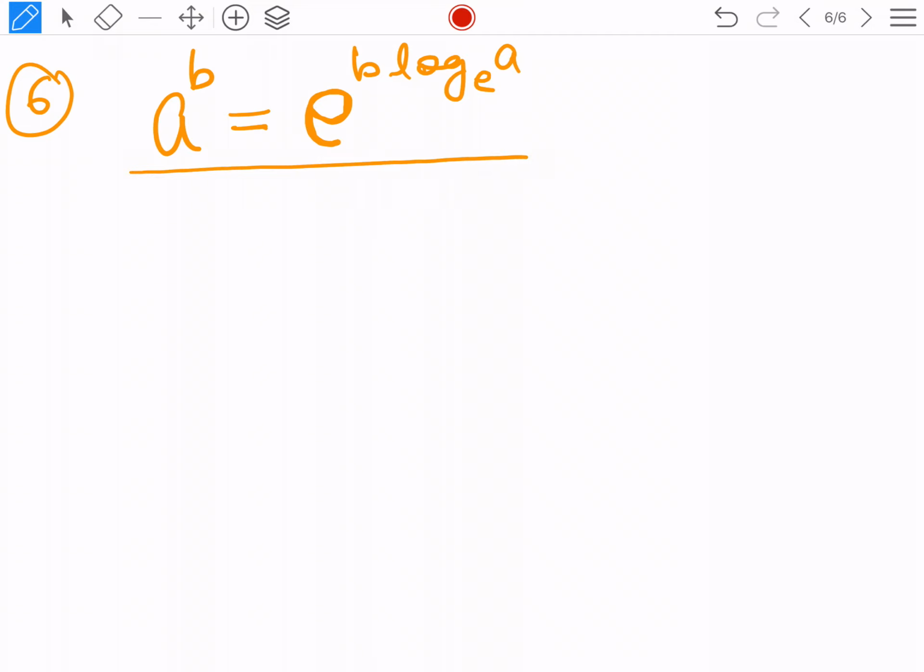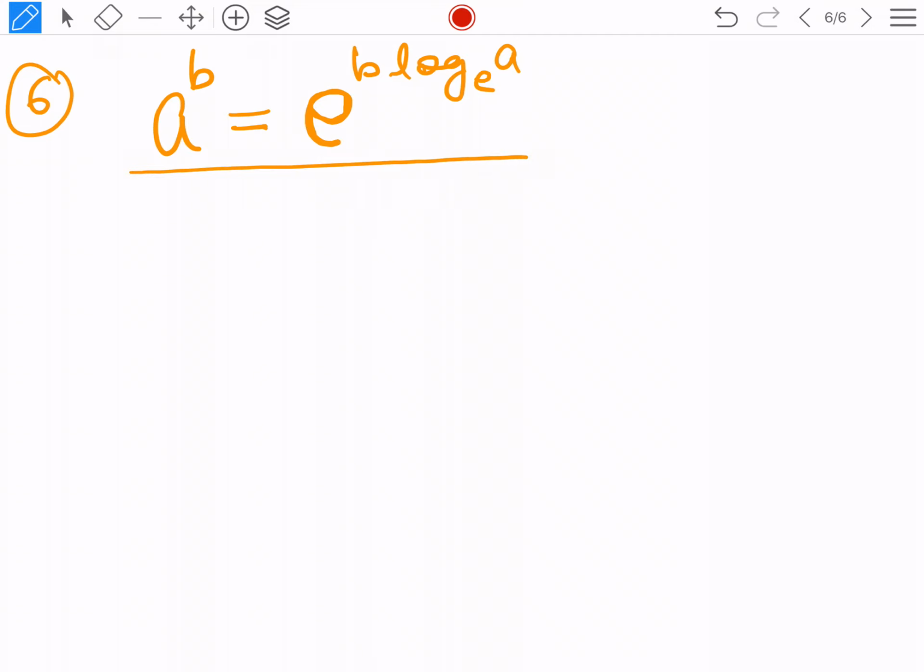And now formula number 6. If we have a to the power of b, then we can write it directly as e to the power of b log a base e. Actually, I am using e because in maths we use e so many times. e is the exponent and base e does not need to be expressed. So this is also a very important formula.